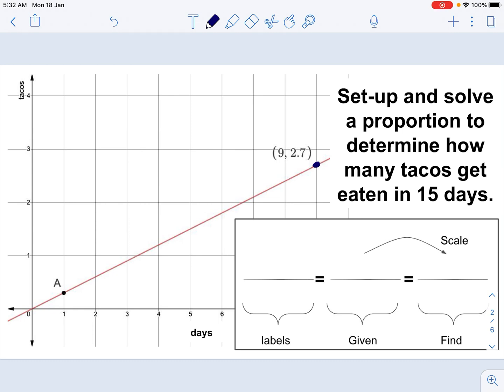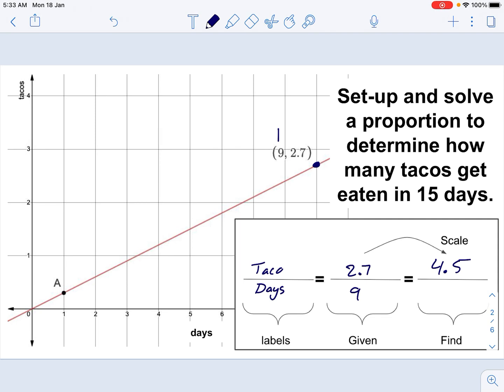Okay, the correct answer is 4.5 tacos. Now, how I got to that, I started by labeling my proportion. So I'd put tacos on the top and days on the bottom, and it really doesn't matter. I could have done this the other way. You might have put tacos on the bottom. This isn't asking for a unit rate, so it doesn't matter which one's on the top and which one's on the bottom. The given information is that you're eating 2.7 tacos in 9 days. And you're getting that from the graph.